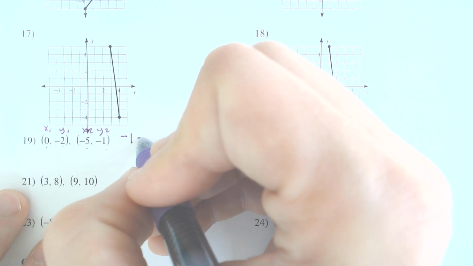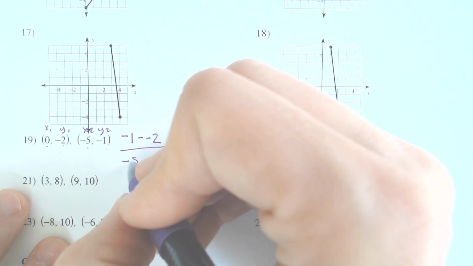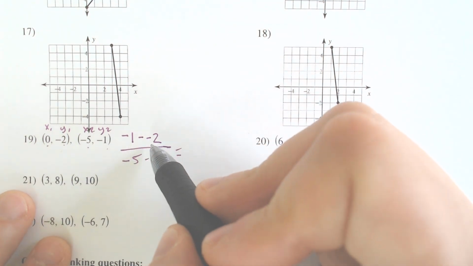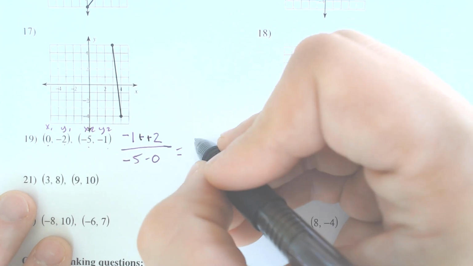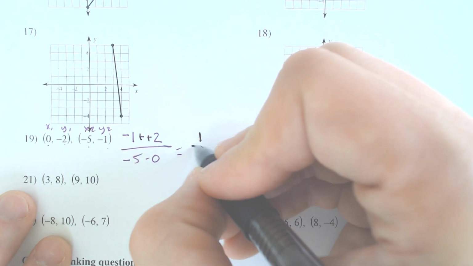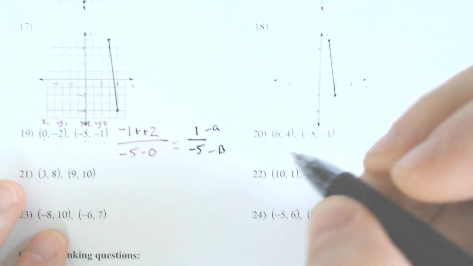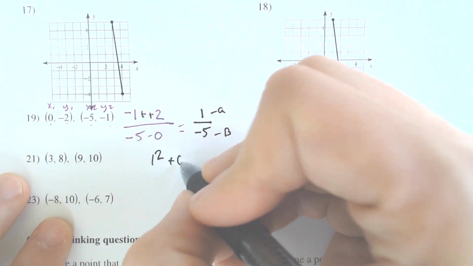Negative 1 minus negative 2 over negative 5 minus 0. Negative 1 minus negative 2 ends up being a positive 2 plus a positive, so we have 1 over negative 5. There's your A, there's your B. Let's do the Pythagorean theorem: 1 squared plus negative 5 squared.